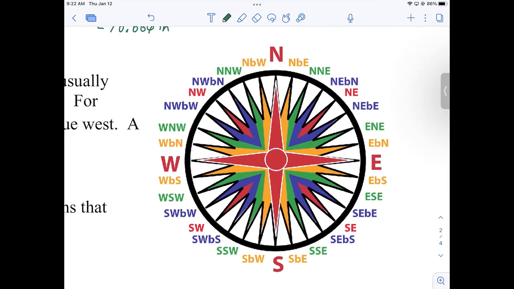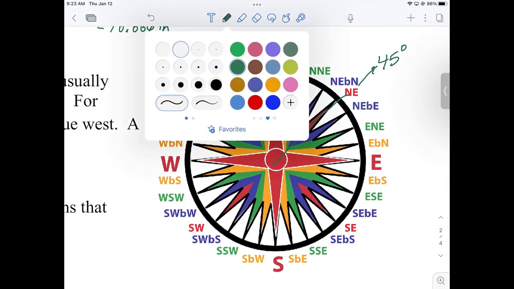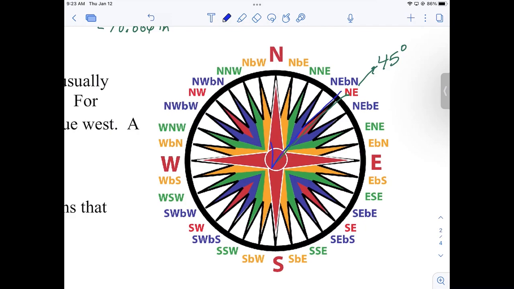Okay? But if you're going to go halfway between east and north, you're going to go at the 45-degree angle, right? We don't say 45 degrees. You would tell someone, I traveled northeast, right? Well, it starts getting a little bit interesting because if you were then to take the halfway point between north and northeast, you would get north northeast.